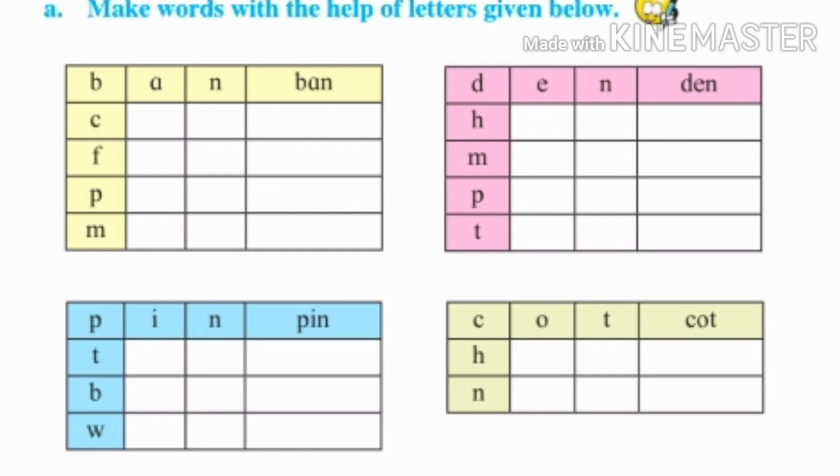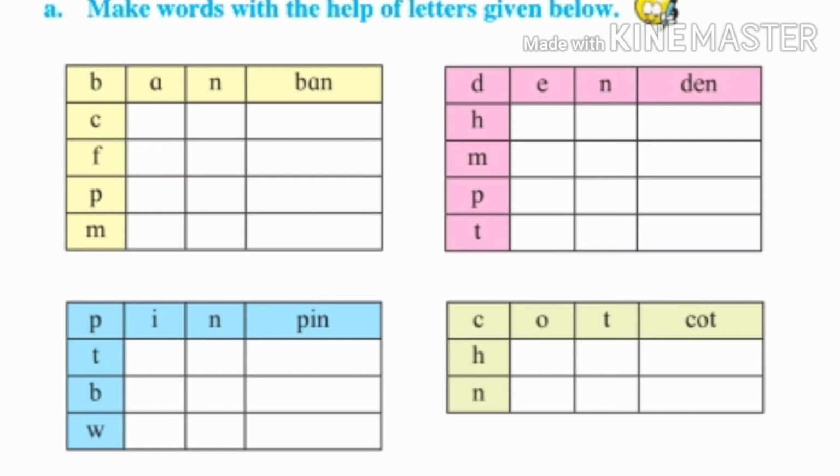After that, we come to the third box. Here also one example is already done for us. You can see here PIN, pin. In this word IN, these two letters are used after P and we get the word pin. In the same way, we can use IN after the remaining letters, means after T, after B, after W, and we get the words tin, bin, and win.